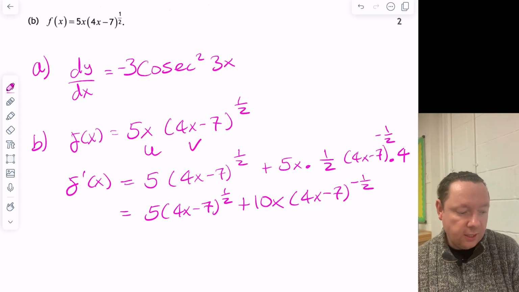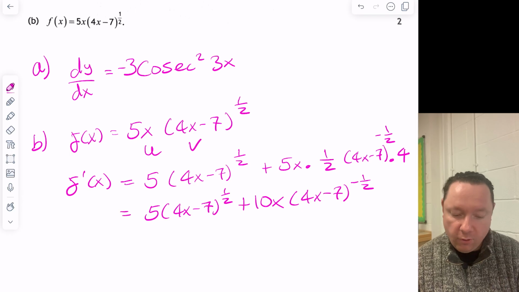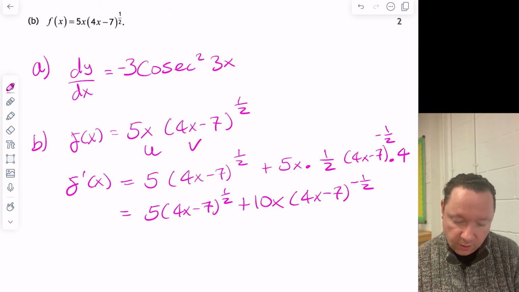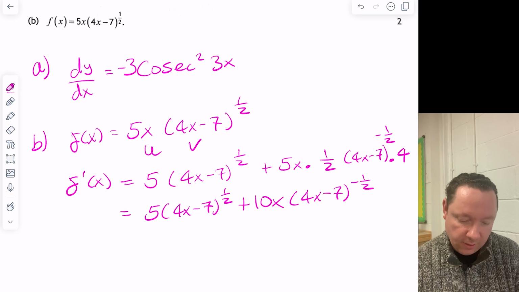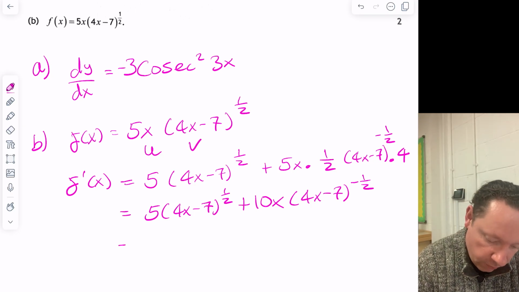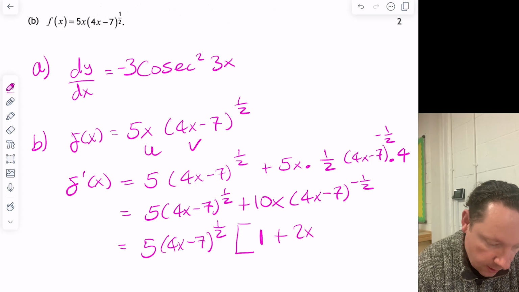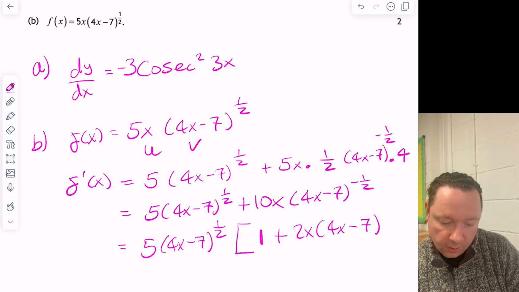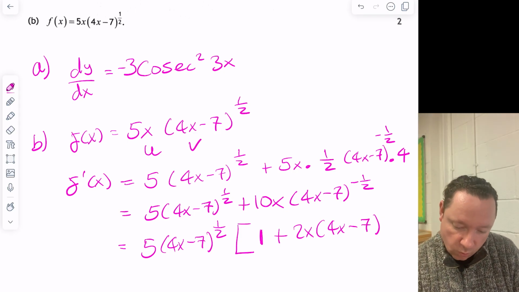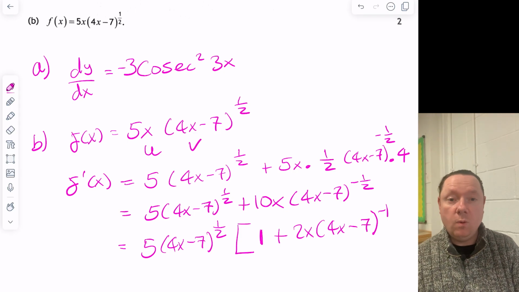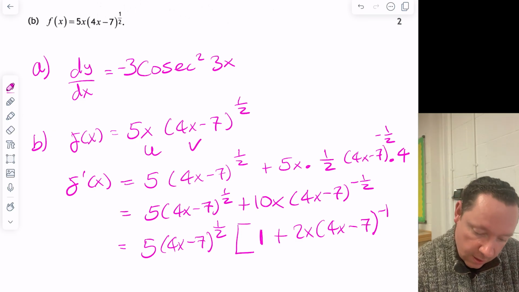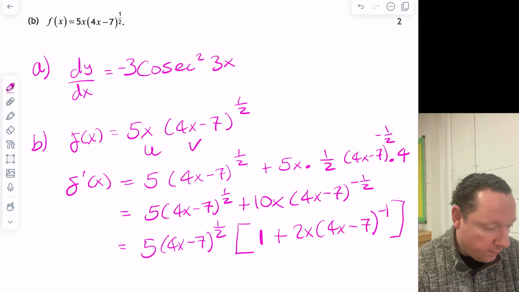You could probably go one step further and take 5(4x minus 7) to the half out as a common factor. But you can end up with a messy thing in the middle. I'll show you what I mean. I could do 5(4x minus 7) to the half, or even to the minus a half if you prefer. And that would give me just 1 plus 2x. And I would have 4x minus 7 still. And then I want to have a number which is minus 1. Half minus 1 is minus a half. So yeah, that's a little bit messy. So I think part B is fine.